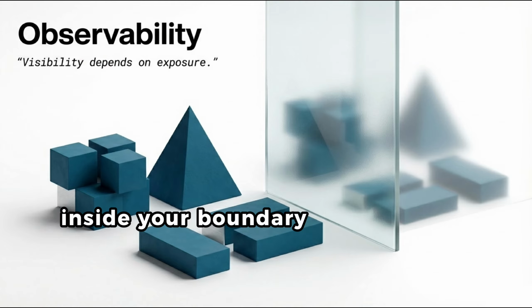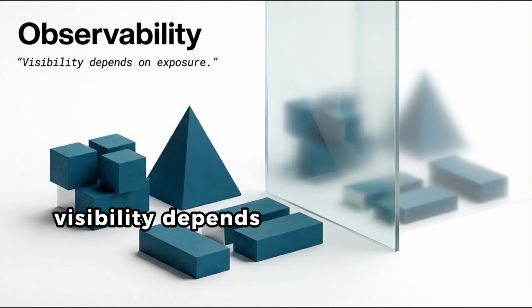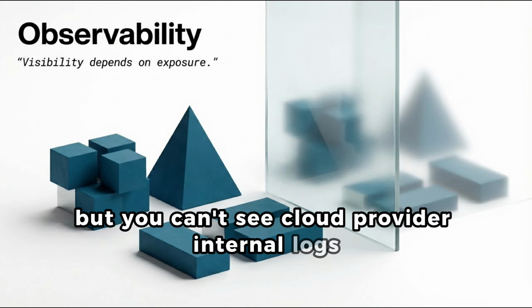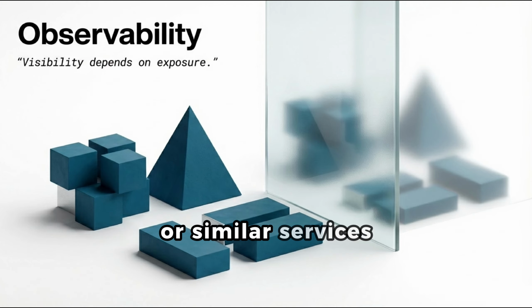Observability changes at boundaries. Inside your boundary, you have full visibility. Across the boundary, visibility depends on what the other side exposes. You can see your application logs, but you can't see cloud provider internal logs unless they choose to expose them through CloudWatch or similar services.